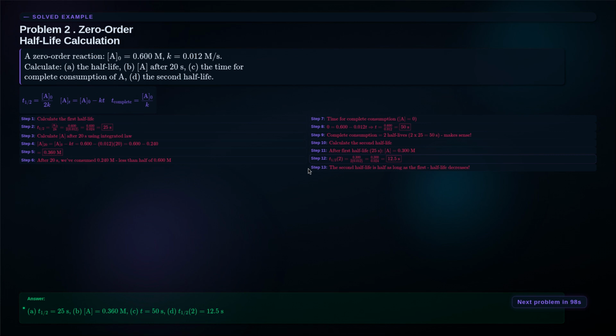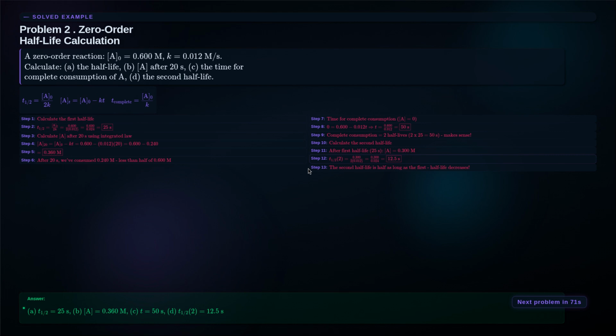Step 2. Concentration after 20 seconds using the integrated law. A at time t equals A0 minus KT. So A at 20 seconds equals 0.600 minus 0.012 times 20, which is 0.600 minus 0.240, giving 0.360 molar.